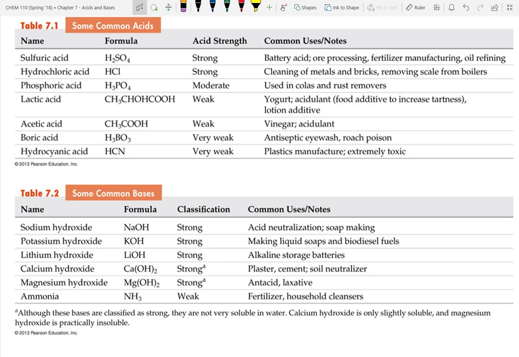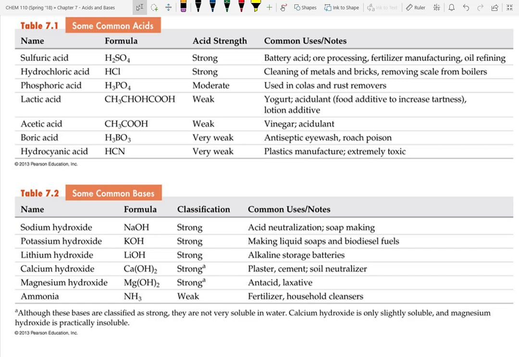Sulfuric acid's used a lot in the chemical industry as well, just because it's an incredibly strong acid. Hydrochloric acid, you may actually have some of this in your house. It can be found in cleaning supplies. It's also inside your stomach. Your gastric juices are hydrochloric acid. It helps break down food.